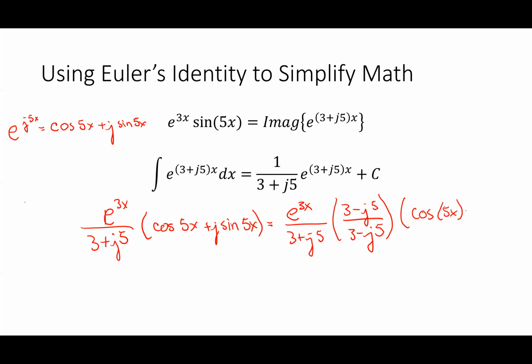And I honestly hate this process. There's a better way to do it, but you should know how to do this as well. So when I do this, what do I get on the bottom? What's the bottom become, the denominator? Anybody know what's going to come from that?